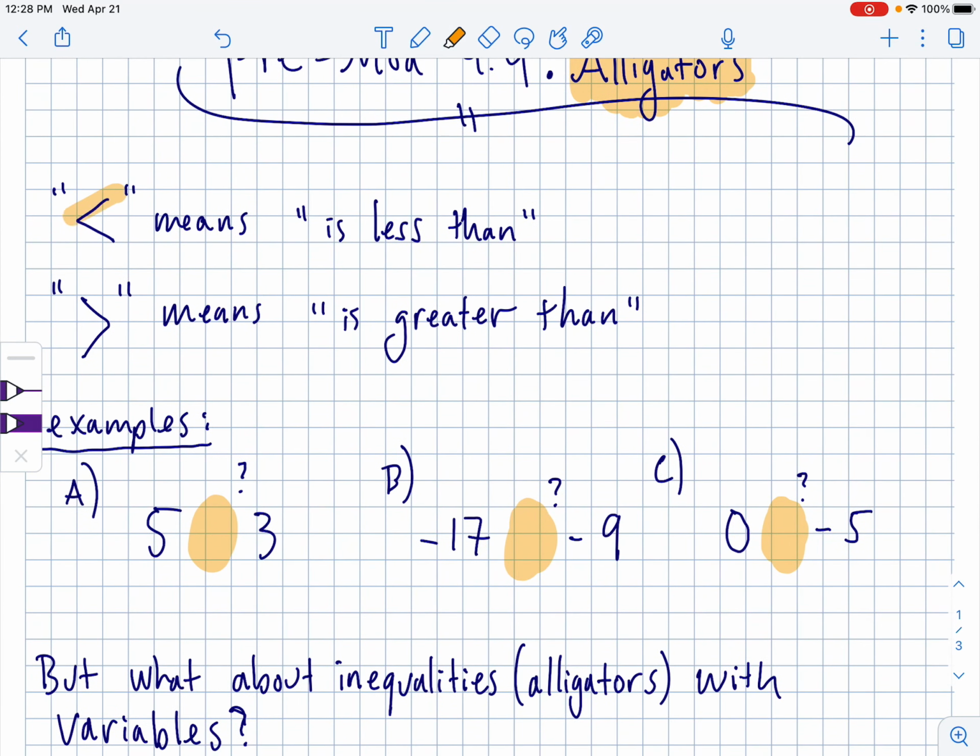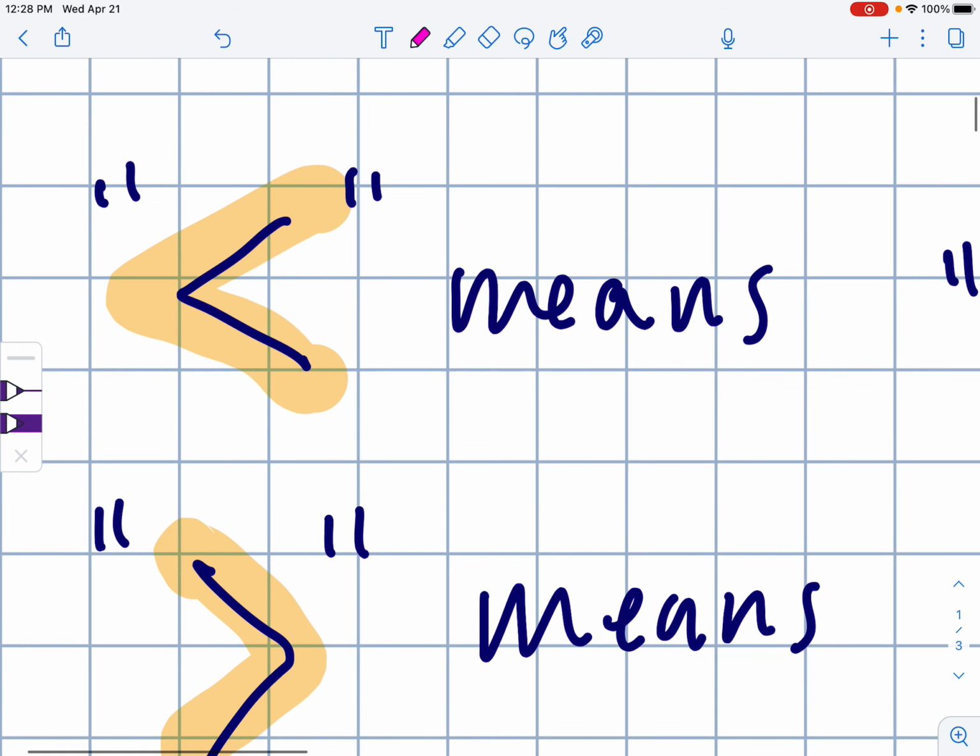This arrow pointing to the left is a less than, and that's how you would say it. Something is less than something else. And the arrow pointing to the right is a greater than symbol. Now, the way each of these work is that you can think of them like a little alligator.